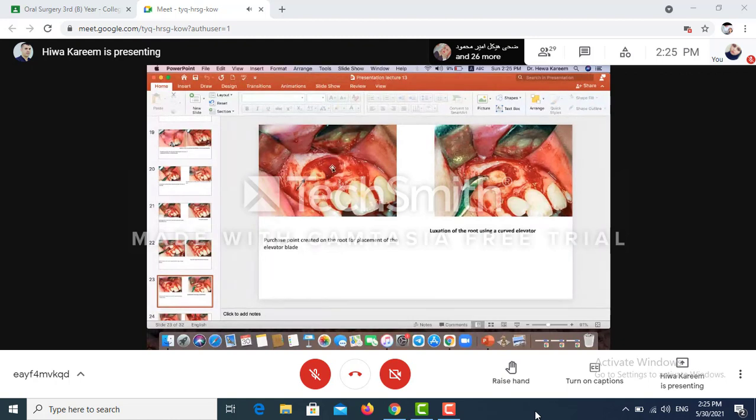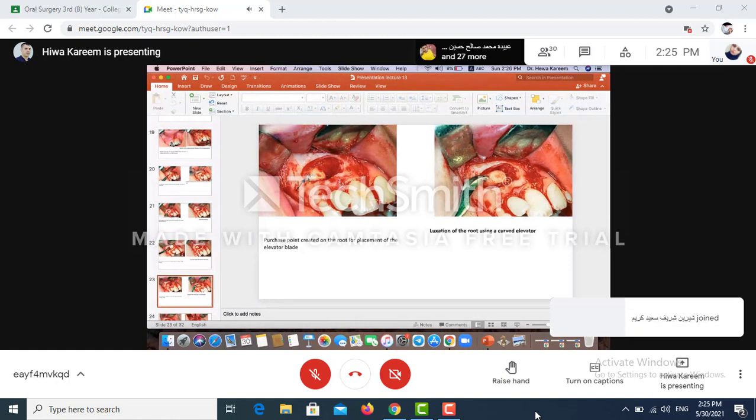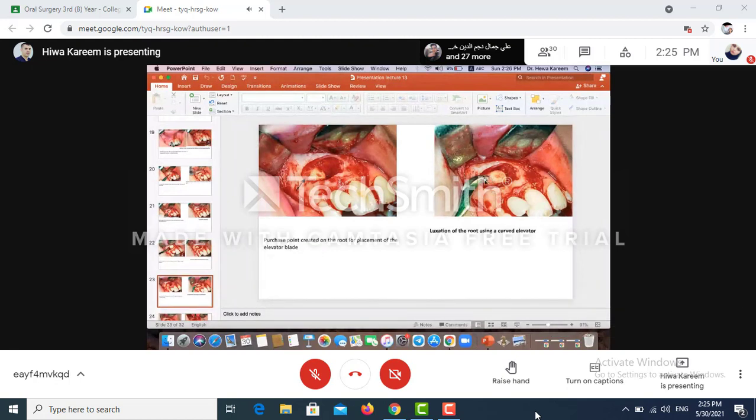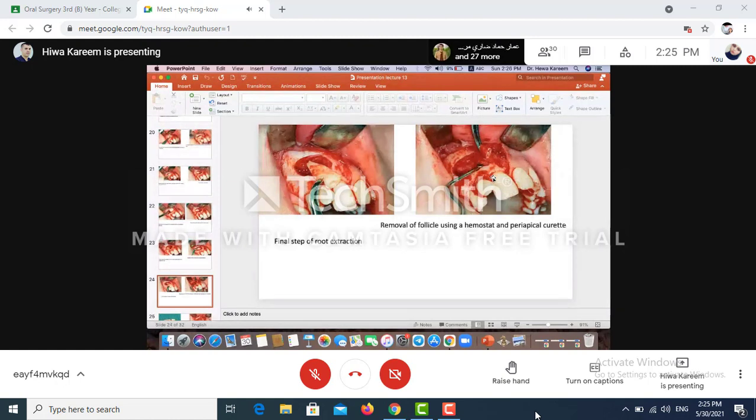Before removing the root, make a purchase point, meaning make a hole in the tooth. Create the purchase point on the root for placement of the elevator blade, to place the elevator like this. Luxation of the root using a curved elevator. After removal, this is the root.